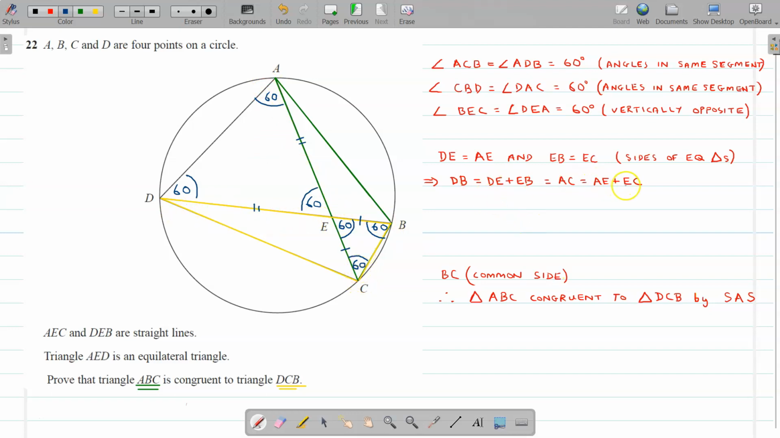I've explained that here. So because I've shown that I've got a common side, another side of each triangle that's the same, and a common angle of 60 degrees in both triangles, an angle that's in that triangle there and this one here, I can now say that I've proved that ABC is congruent to DCB by the process of side angle side. Quite a lot to write down there for 4 marks, last question on the paper, but that's one way of proving it as required.